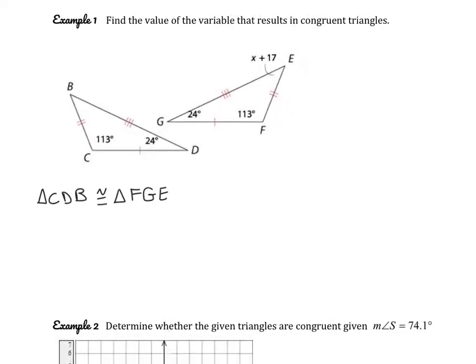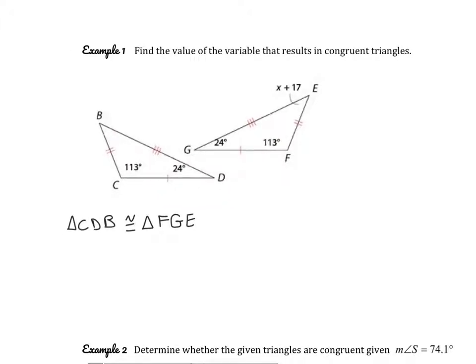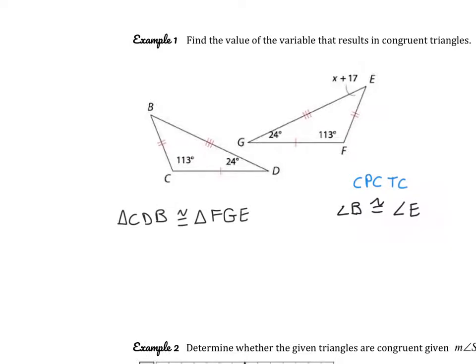So remember, according to CPCTC, all of the corresponding sides and angles should be congruent. So we already know that all of the corresponding sides are congruent. Two pairs of the angles are congruent, so we need that last pair to be congruent. So because of CPCTC, we can state that angle B should be congruent to angle E. So we first need to start by finding angle B. So I need to figure out what this angle is.